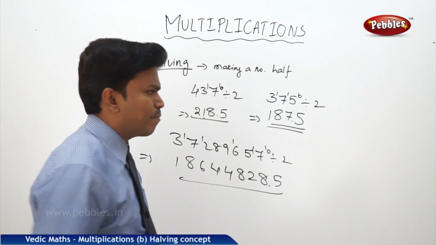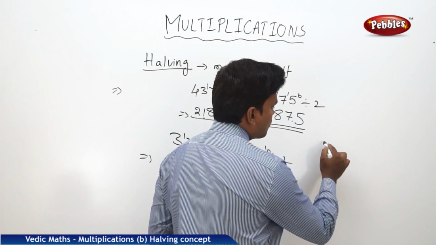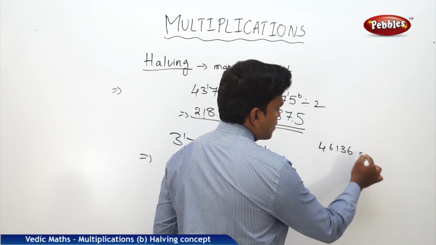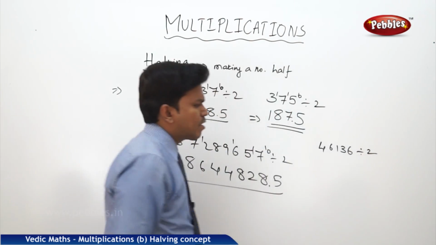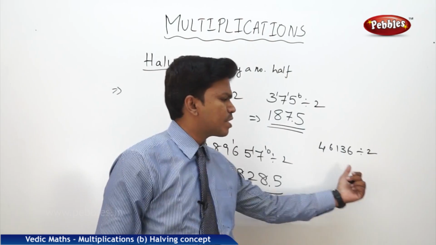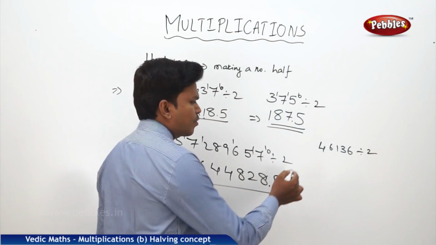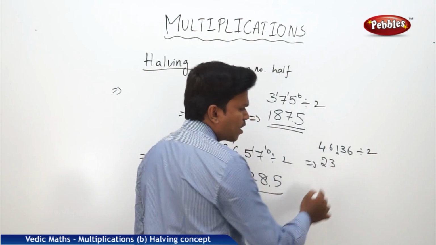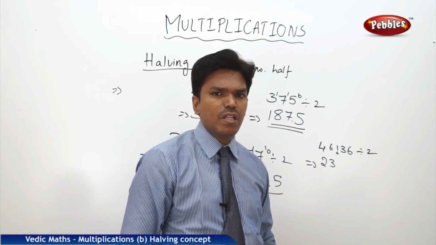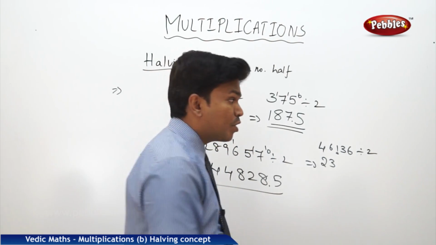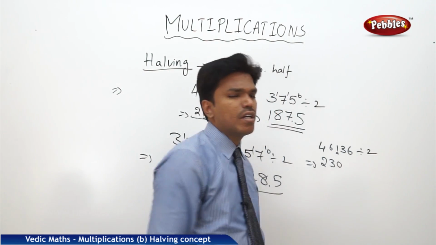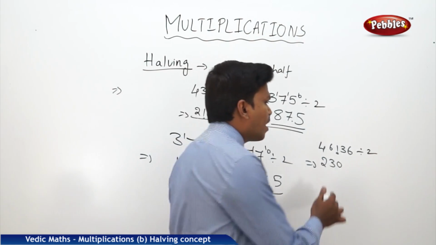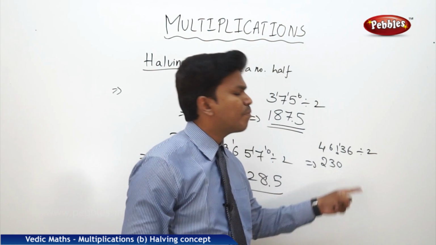Now we'll take one more example. See here, suppose I want to divide 46136 by 2. So I want to make this number half, that is 46136. Now what is the answer? You tell me. 2 2s 4, 2 3s 6. Will 1 go in the 2 table? No, it won't go, it goes 0 times. 2 zeros are 0. So 1 minus 0, what is the remainder? 1. Put that 1 before the next number. Now it became 13.